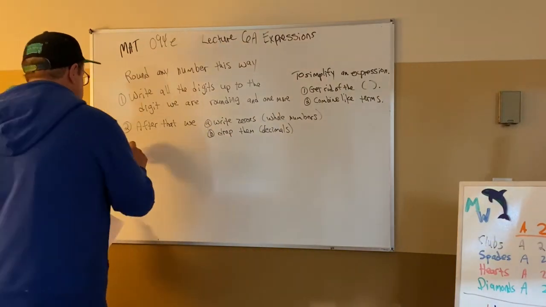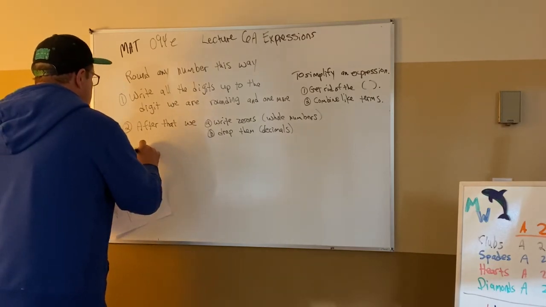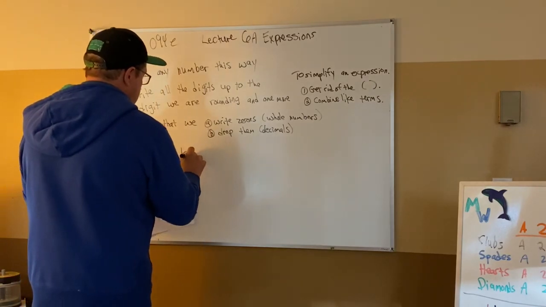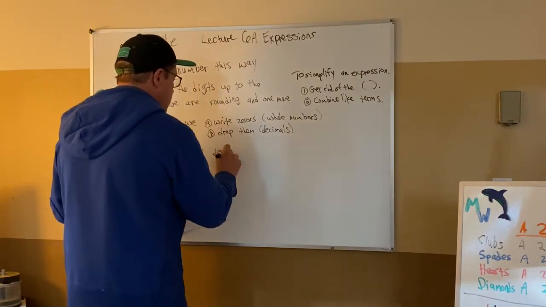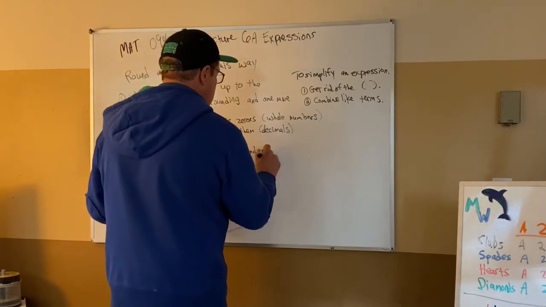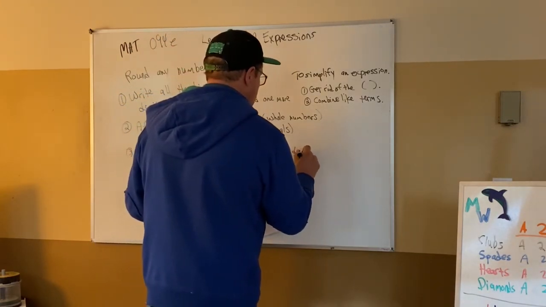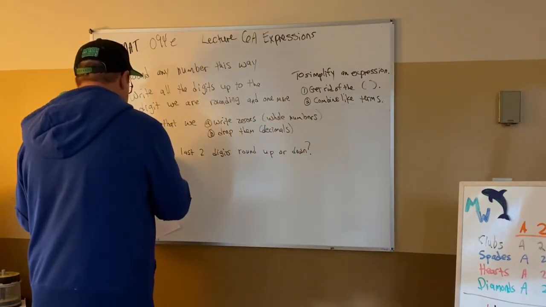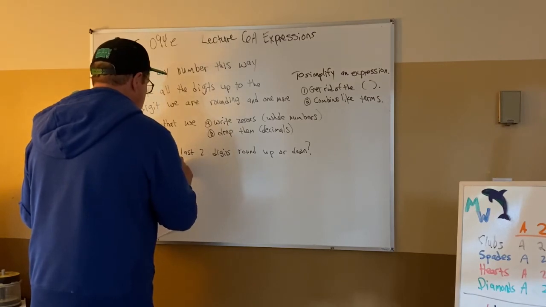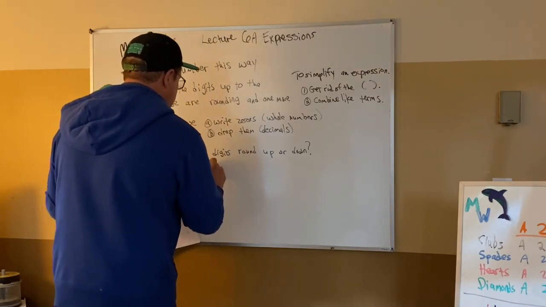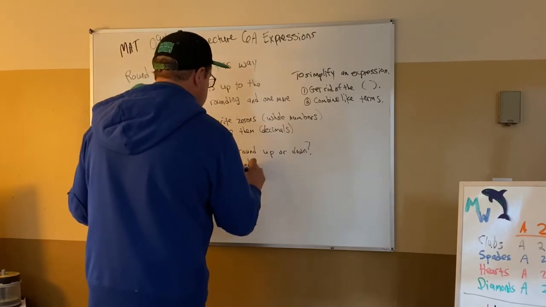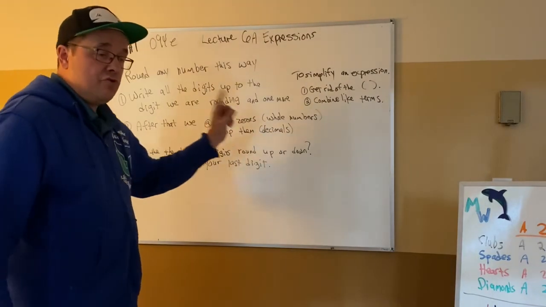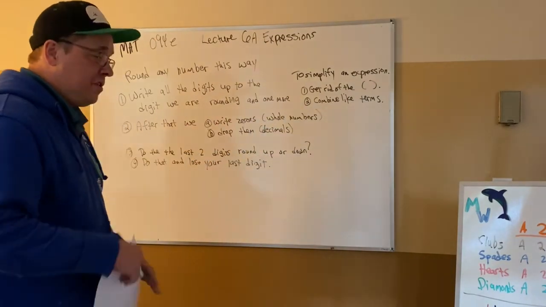And then number 3. Do the last 2 digits, round up or down. Do that and lose your last digit. Now, when you lose your last digit, if you are a decimal, you drop it. If you are a whole number, you put a 0 there. Here's what we got.